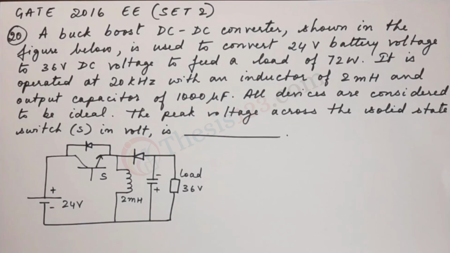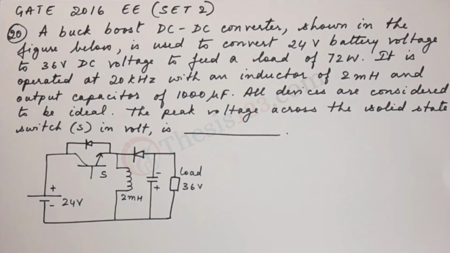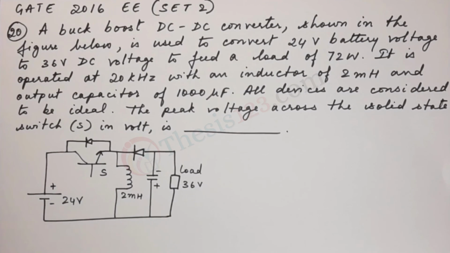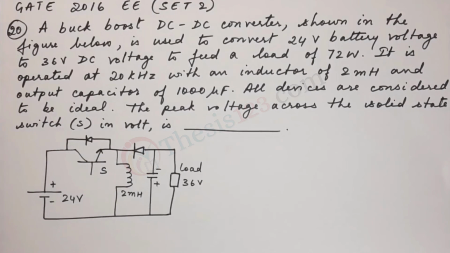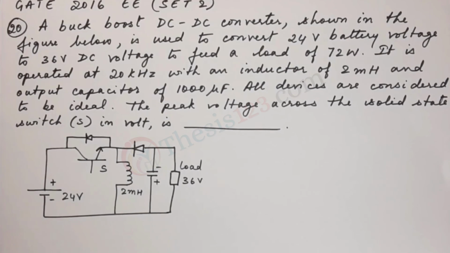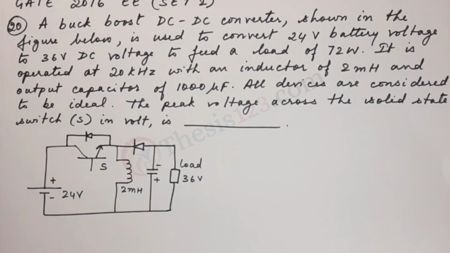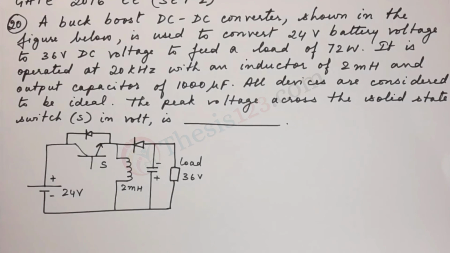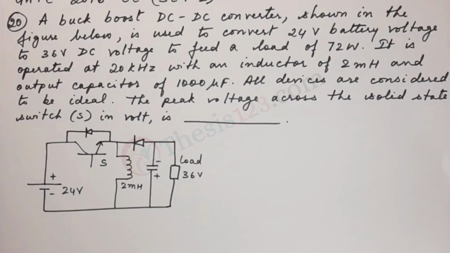Here's the next question, number 20. A buck boost DC to DC converter shown in the figure below is used to convert a 24 volt battery voltage to 36 volt DC voltage to feed a load of 72 watts. It is operated at 20 kHz with an inductor of 2 millihenry and an output capacitor of 1000 microfarad. All devices are considered to be ideal. The peak voltage across the solid state switch in volts is dash.